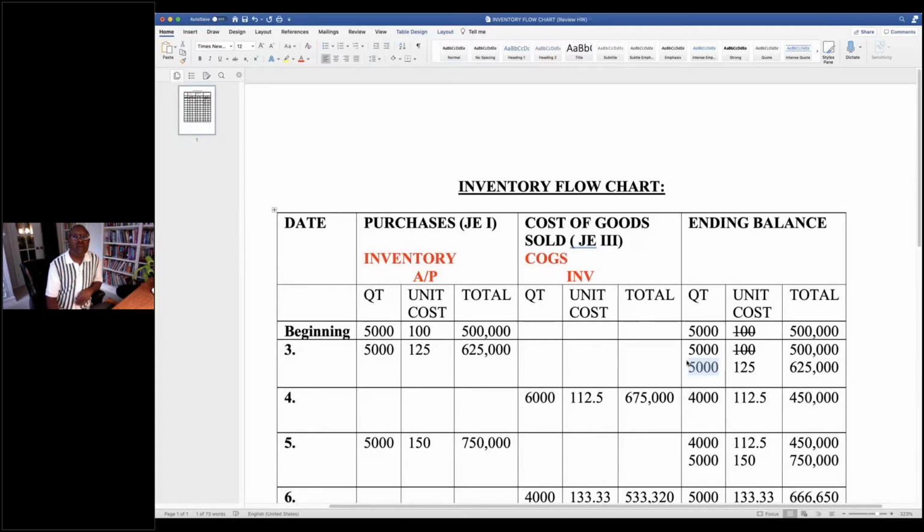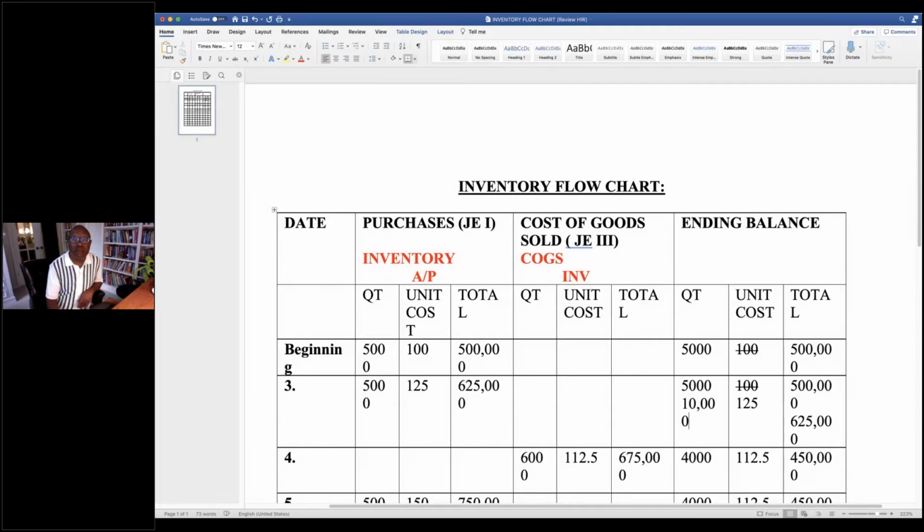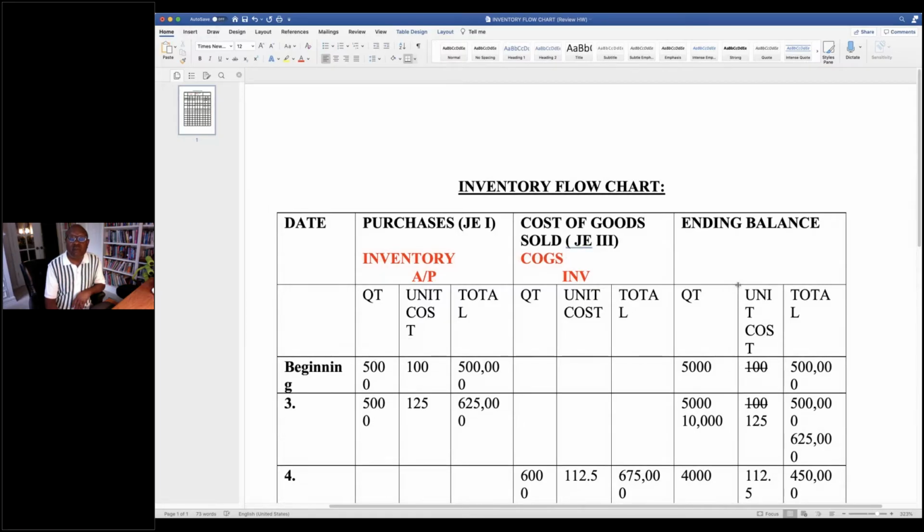So this should be what? 10,000 here. Why didn't we add these numbers, Mr. Jenkins? Oh, because we're doing weighted average. When you add them together, then you add the total together, then you divide, and that gives you your cost for the 6,000. That's not reflected on here. That was my question. Why is that not reflected on here? Now it's on there. That's what it says. I just changed it.